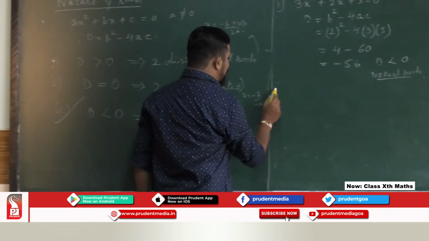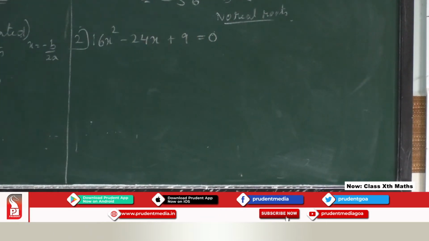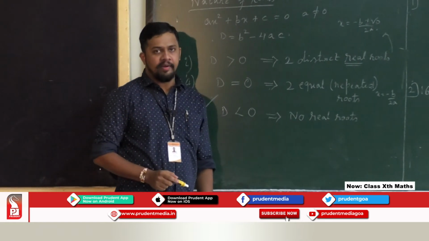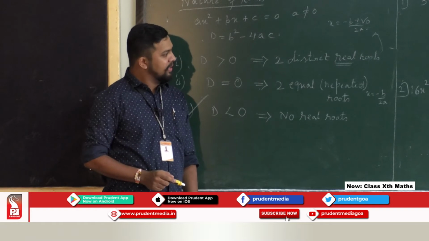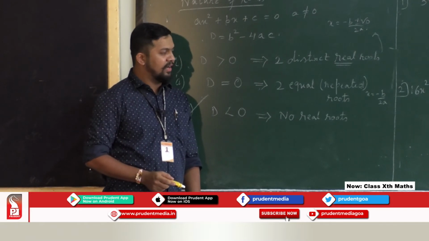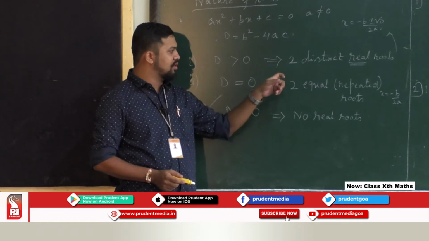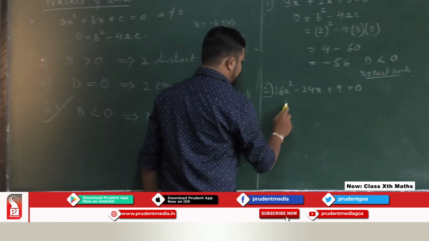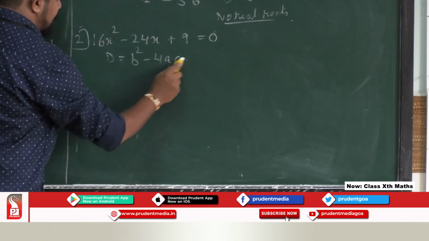Let me take another example. 16x square minus 24x plus 9. Again, let me identify a is 16, b is negative 24, c is 9. Now I have to know what is the nature of this root. Either it is real roots, repeated roots, or no real roots. So first find d. B square minus 4ac.